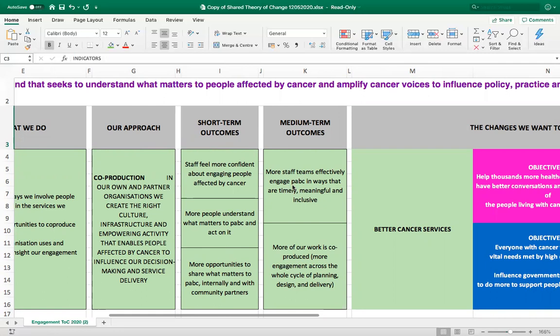And I think that's something, again, that often people confuse. Often they put what they're actually delivering under their outcomes. But the outcomes are about that desired change that you want to achieve. And you've really hit the nail on the head there, I think.